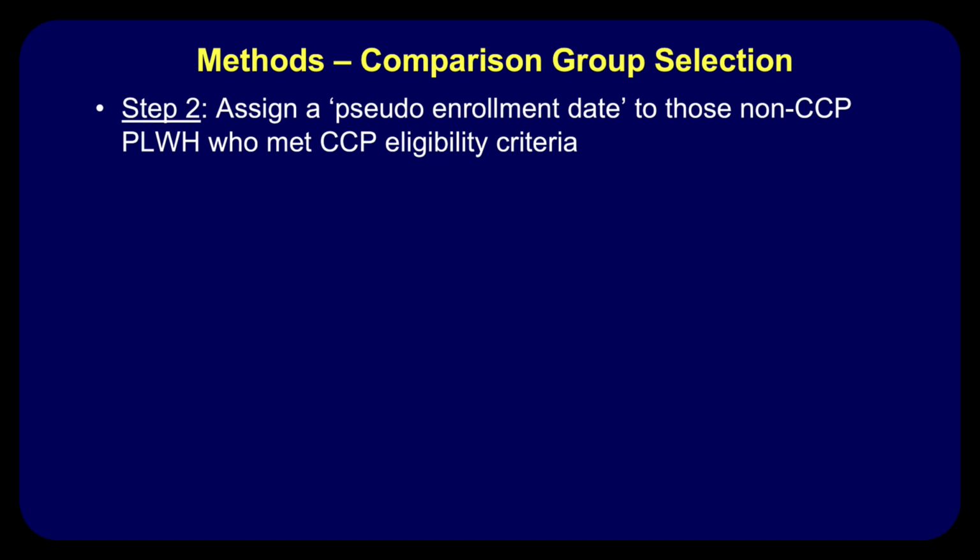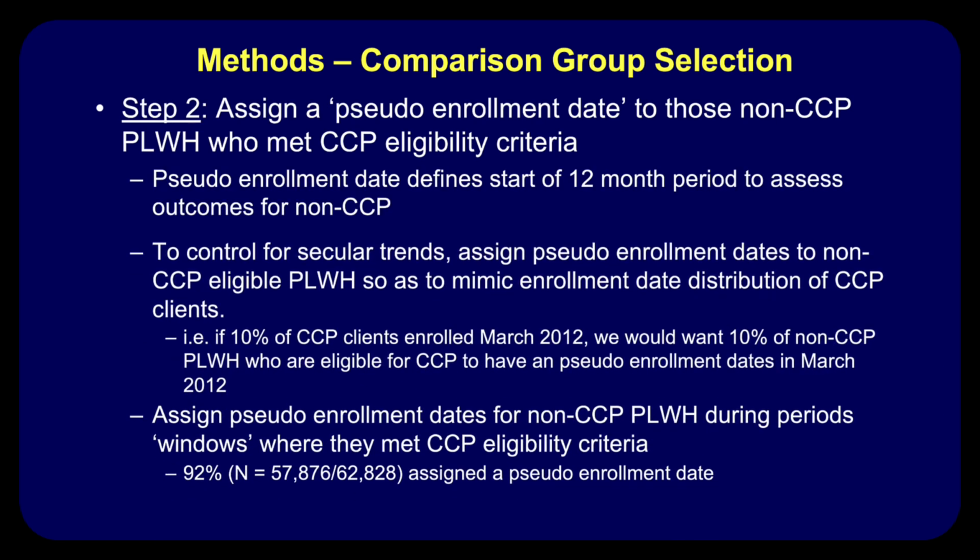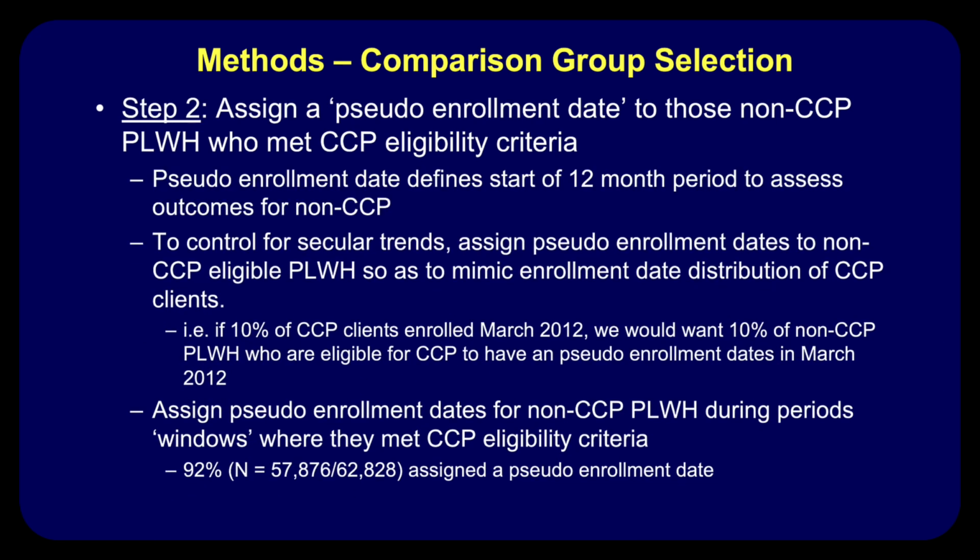So step two is that we can't just work with those people who met broad eligibility criteria. We need to identify a kind of time zero for this comparison group of people who didn't enroll in the program that we can match to or link to the enrollment date of people who did actually enroll in the program. And so what we did here was to pick a pseudo enrollment date that defines the start of a 12-month period to assess the outcomes for this non-care coordination program comparison group.